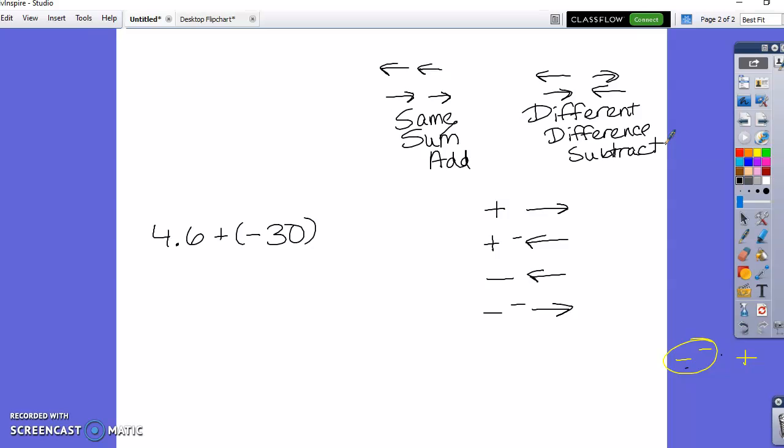Okay, so first of all, look here. That's a positive. I don't see it. Right. Plus a negative. Left. Same or different? Different. Difference. Subtract. So I'm going to subtract this. Whichever one I have more of, I have more negative, so I'm going to put that on top. Okay, we actually call that, fancy word, our minuend. It's going on top. Take away 4 and 6/10.